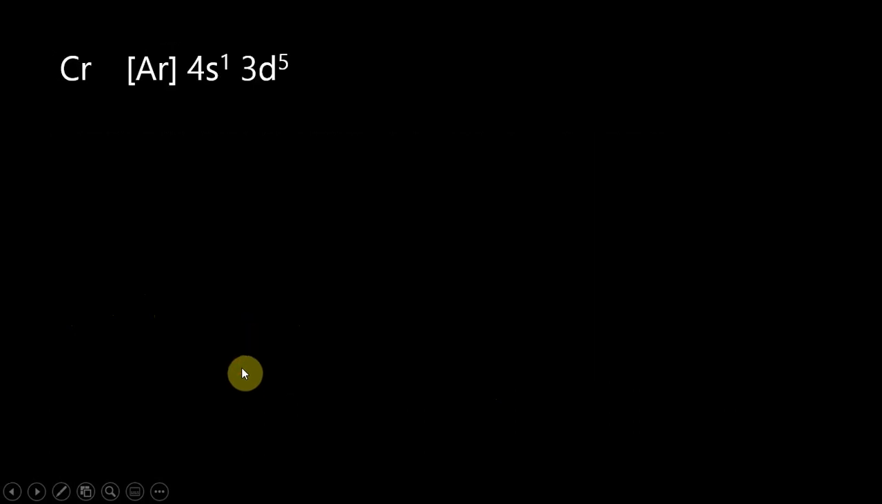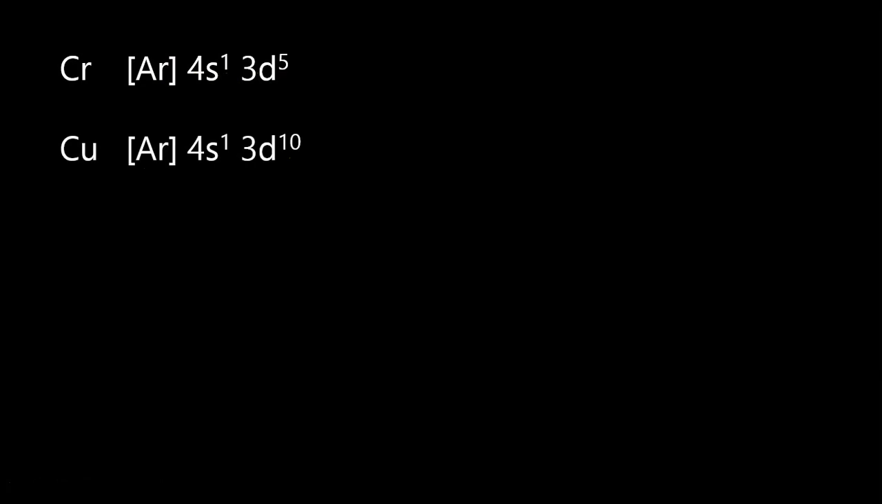So let's take a look at chromium first of all. What we find is that chromium actually has an electron configuration that is based on argon. That's the lower part. But then instead of following the 4s2 3d4 pattern that we would expect, it actually goes 4s1 3d5. Leaves you scratching your head. Okay, so let's take a look at copper. Copper does something very similar. Instead of going argon 4s2 3d9, the actual configuration is argon 4s1 3d10.